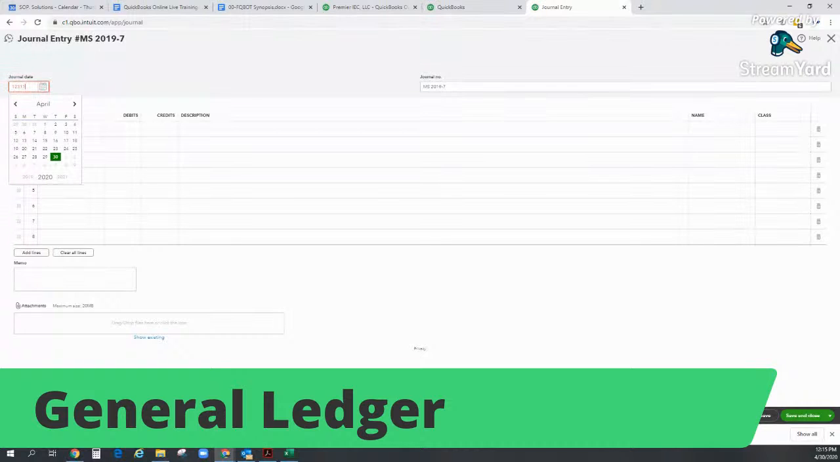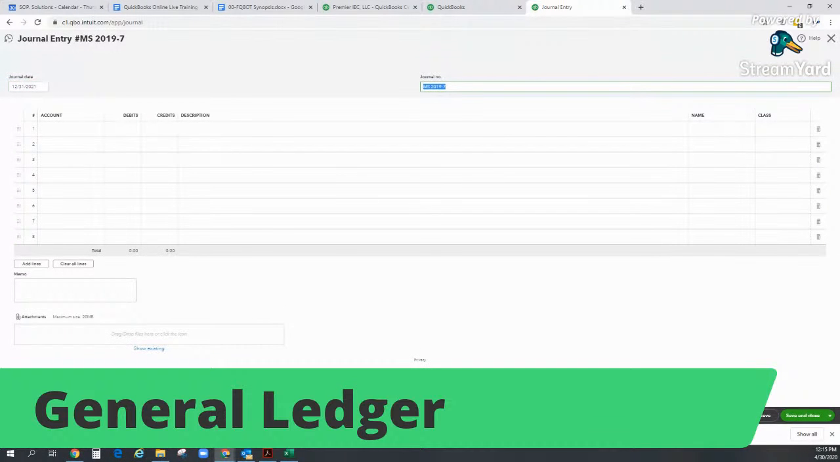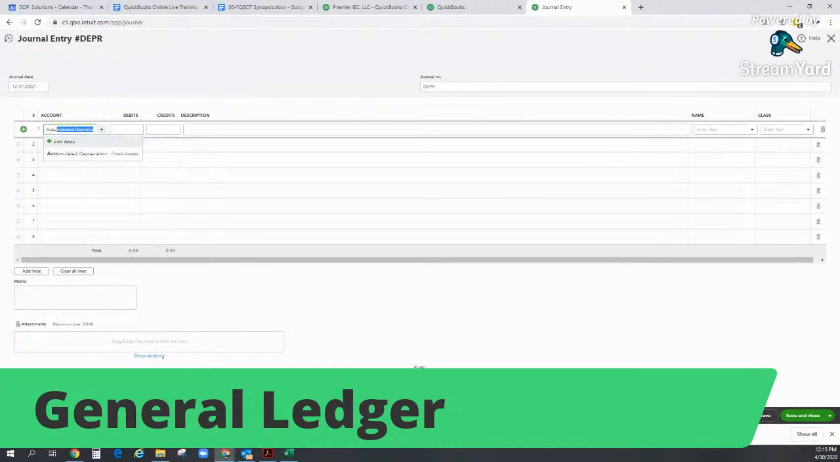12/31, let's do 21. And then this is depreciation. And I have accumulated depreciation. If you don't already have it, and I can't believe you won't unless you're a brand new QuickBooks account, they typically have it as a default account. If they don't, you will need this. So accumulated depreciation. This is on my assets, but I'm deducting this.